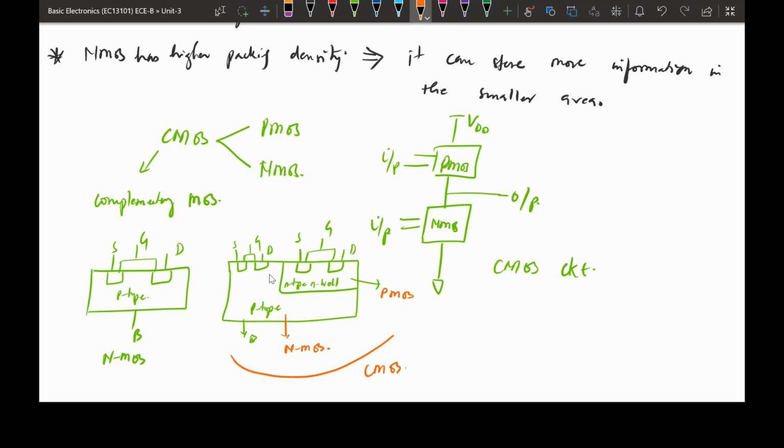So by using the CMOS technology, we reduce the area required for designing the circuit. That means it provides very high density. Very high density means it can accommodate a large number of transistors on a smaller area. So it can store more information on less area. That's why CMOS technology is most frequently used for circuit designing in case of low power requirement and smaller area requirements.